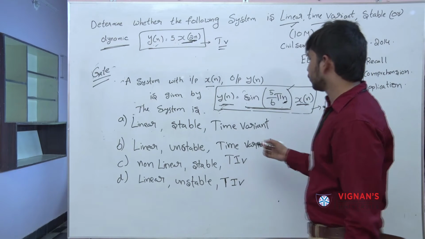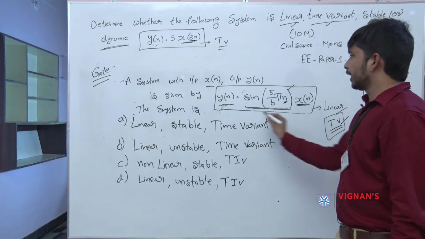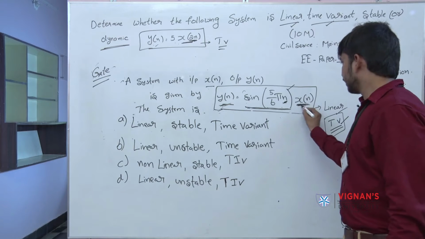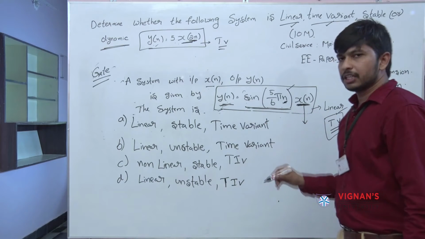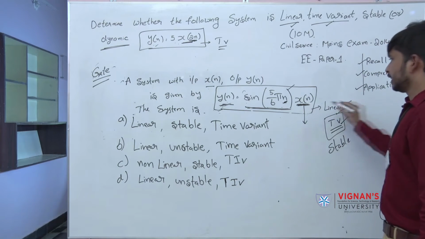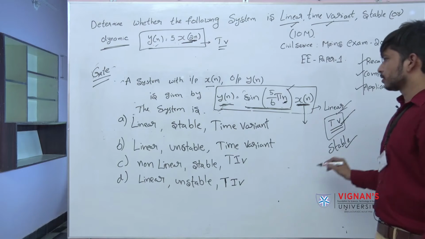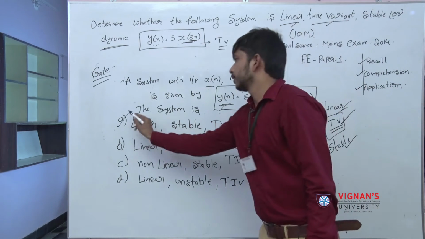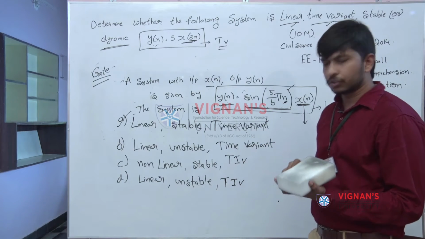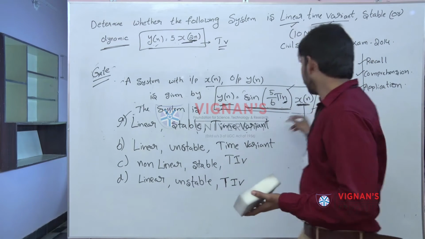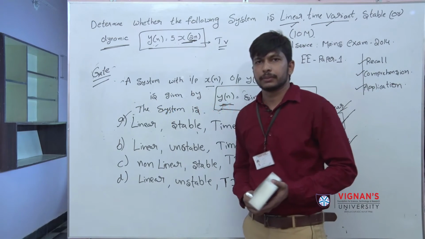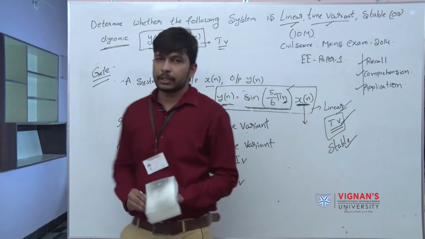Now let us see stable or unstable. If the input x of n is bounded, then the output y of n is also bounded, so the system is stable. From the observations, the system is linear, time variant and stable. That is option A, linear, stable, time variant. This is how we can solve easily. Not only knowing the concepts, you have to analyze the problem, then we can easily solve objective questions.